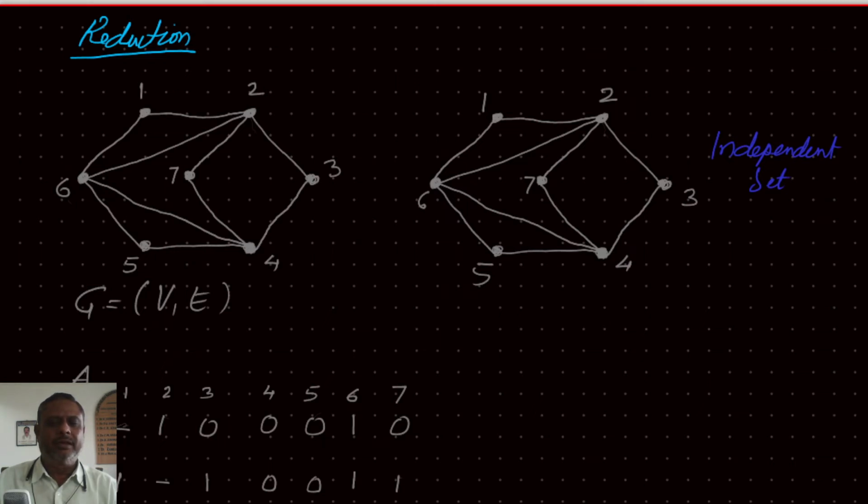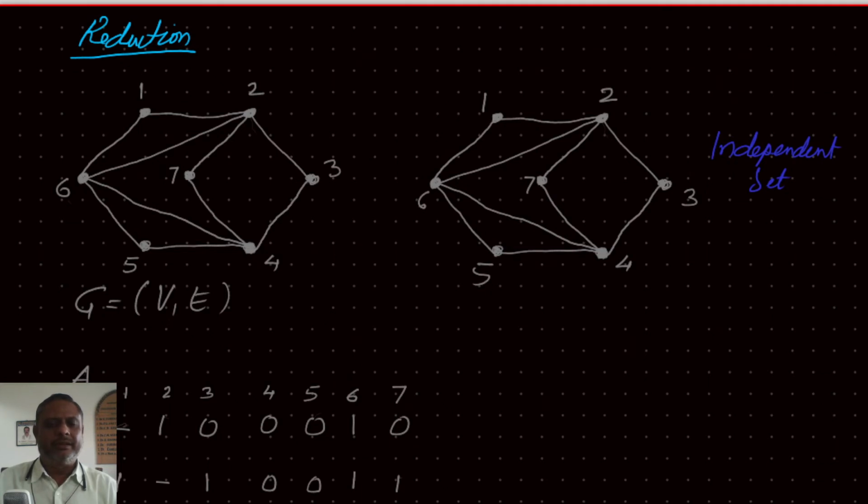Now if you look at it, all the edges are covered just by using 2, 6 and 4 as the vertices, which are called the cover vertices. So using this vertex cover, we can see that all the edges are covered.